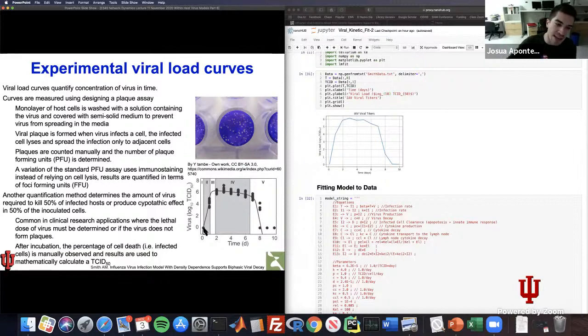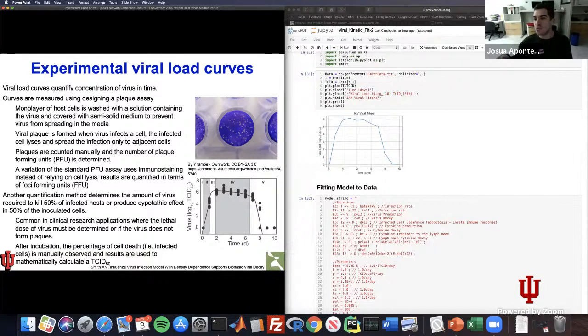But if we look at our data here, the data here is expressed in terms of TCID. The TCID is a different measurement because sometimes the virus doesn't lyse the cells. So if the virus doesn't lyse the cell, you cannot count how many dead cells you have because cells do not die because of the infection. That happens with certain viruses.